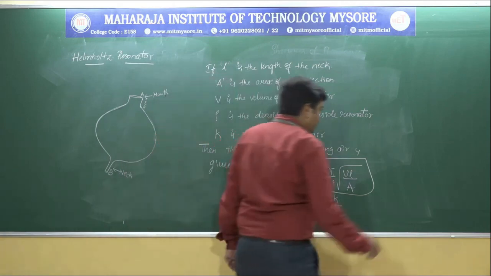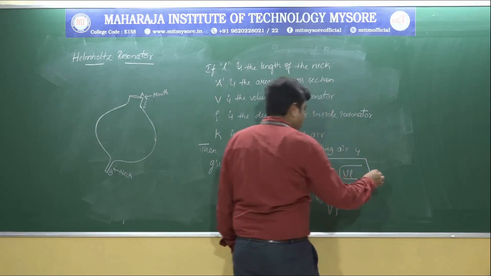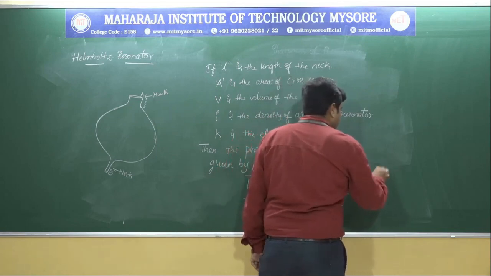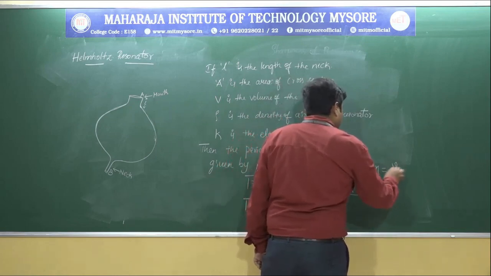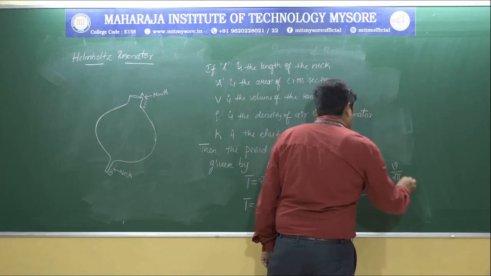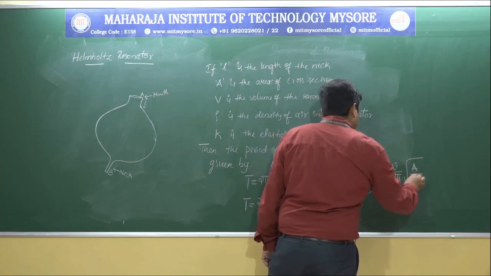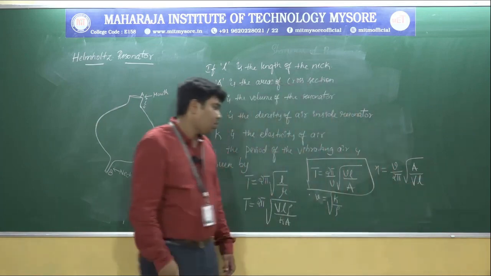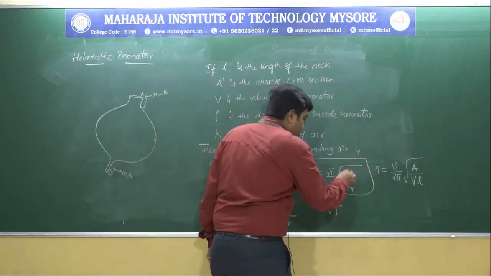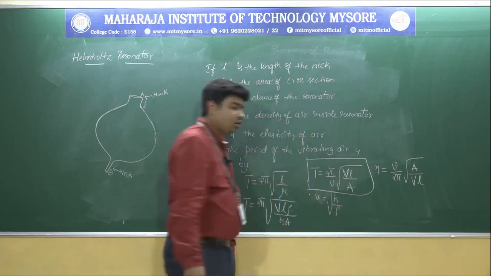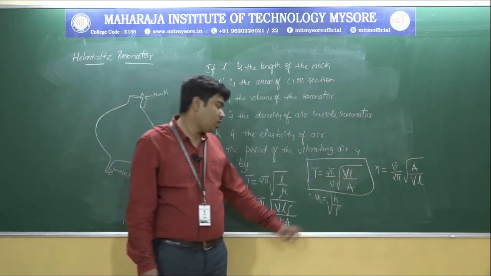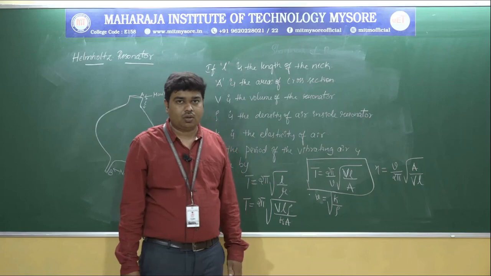The frequency is given by N is equal to v by 2 pi into square root of A by VL. Here capital V is the volume and the small lowercase v is the velocity of the sound in air.